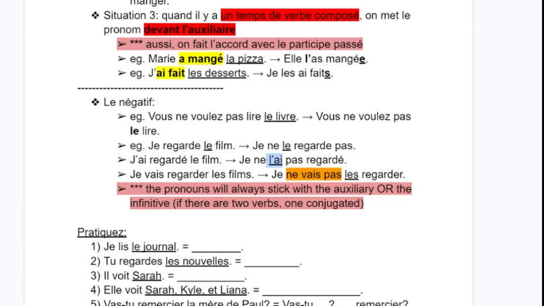And je vais regarder les films. So the word that we're replacing is les films, and that's going to be replaced with les because it is plural, and it's going to go before the infinitive, which is regarder in this case. And so when that happens, the ne pas is going to go around the first conjugated verb. So je ne vais pas les regarder.